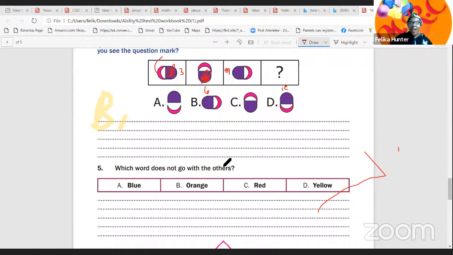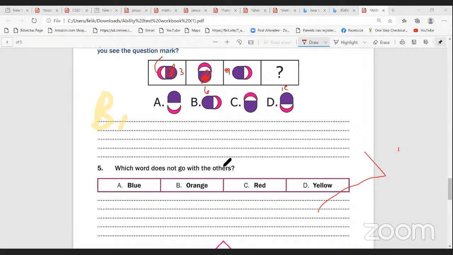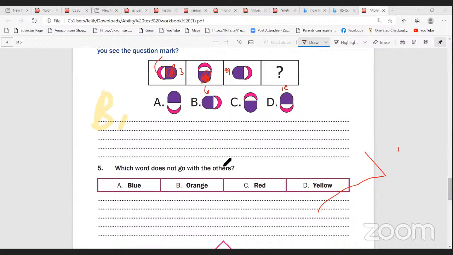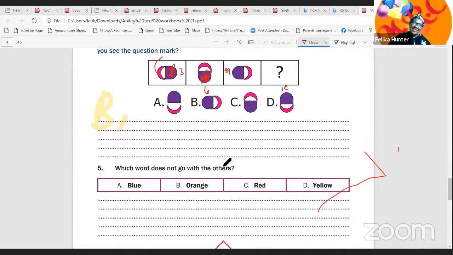Good. All right. So let's go now. Gianna. Yes, Miss. Go ahead now. Tell me which one does not belong. Miss, orange does not belong with the others. How so? Miss, because blue, red, and yellow are all primary colors. Awesome. Well done. So blue, red, and yellow are primary colors, and orange is the only one that stands out.